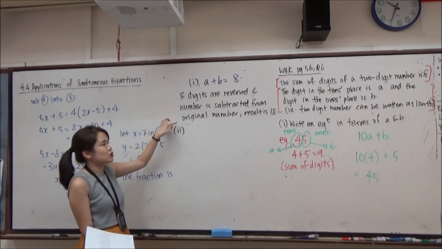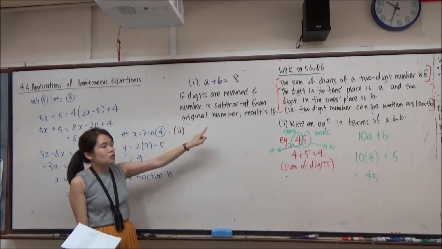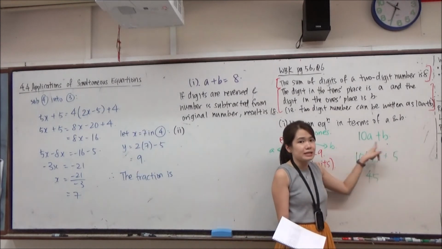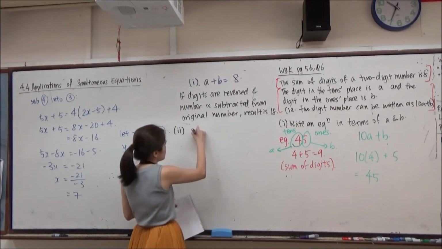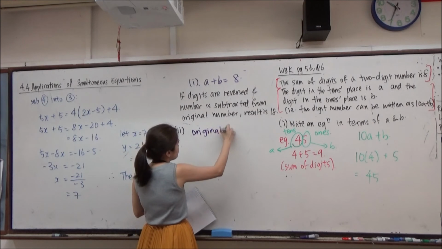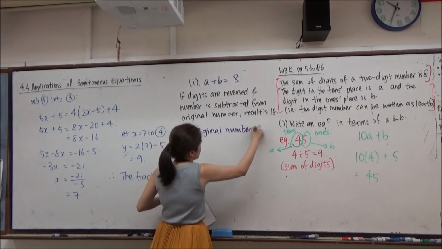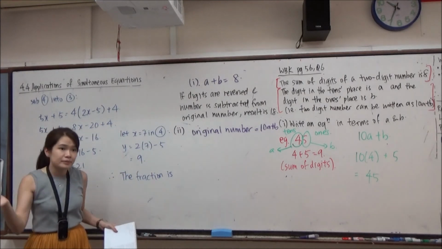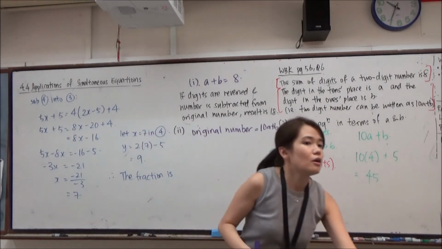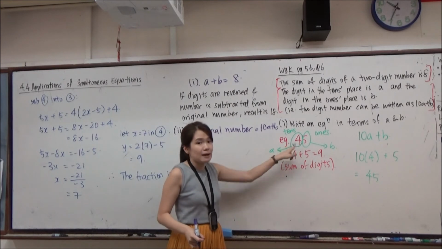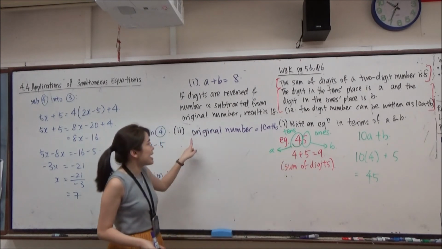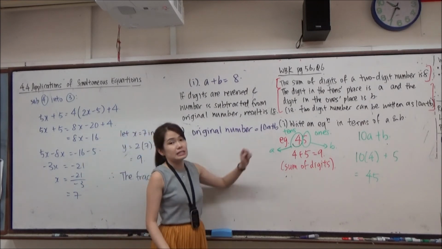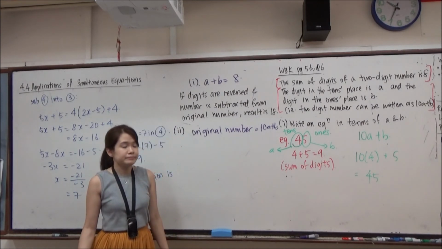And the new number is subtracted from the original number, and the result is 18. We can note that the original number is 10A plus B. Let me just write that down first. A and B are single digits, supposedly representing 4 and 5 in this example, but the entire number that comes together is 10A plus B.